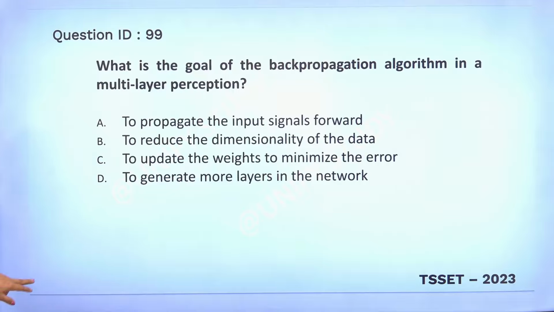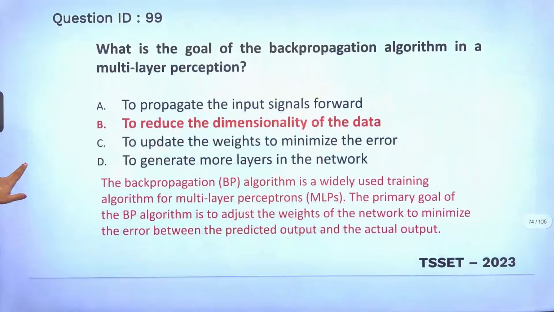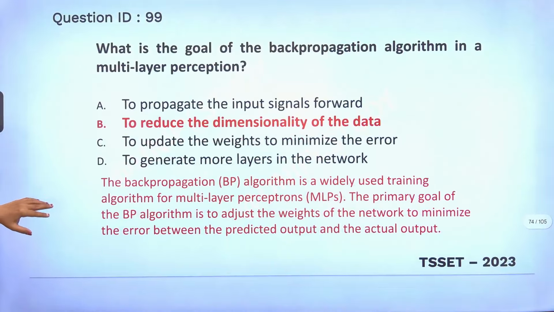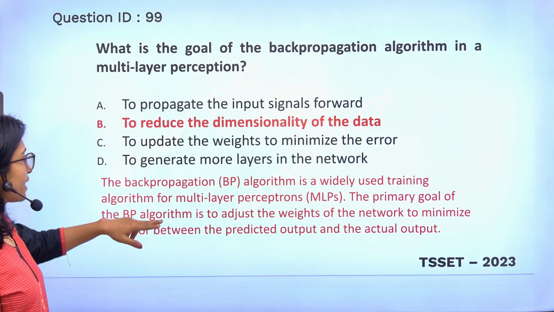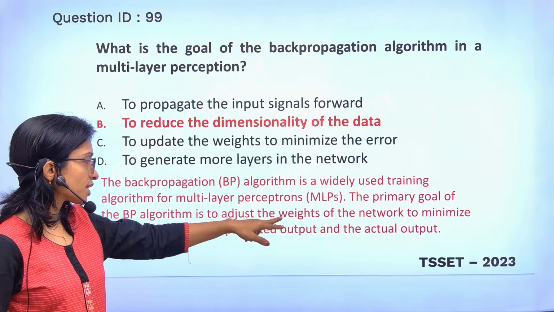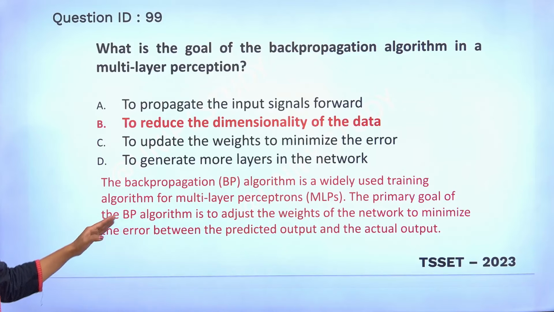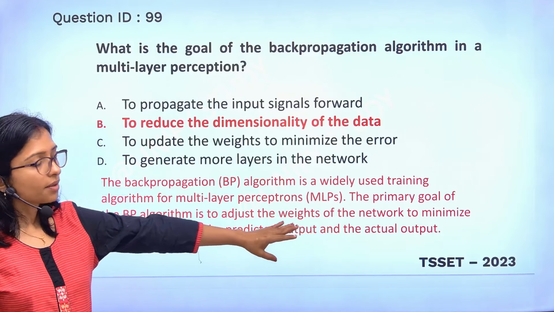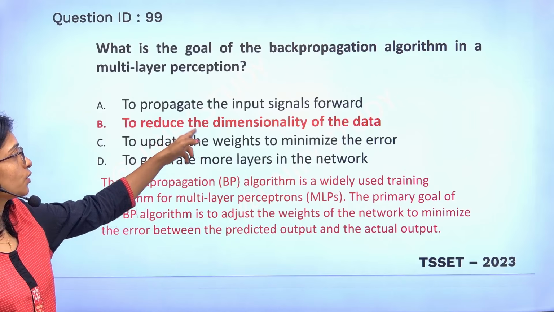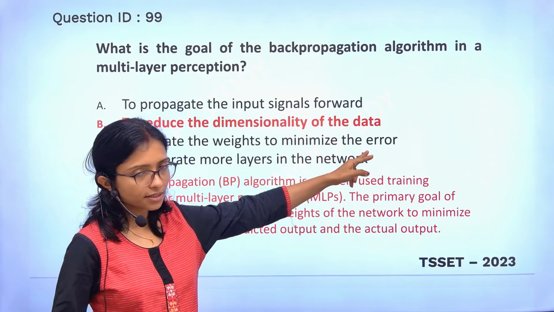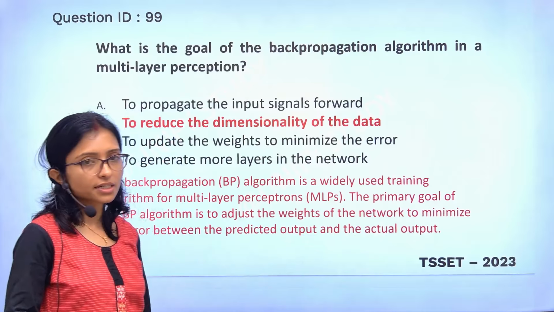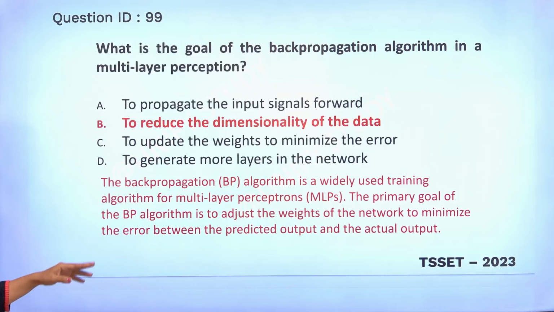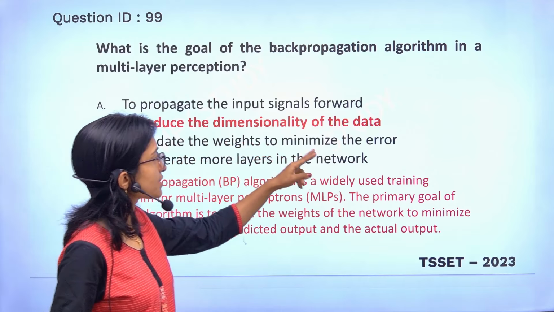So it is reducing the dimensionality of the data. Backpropagation means you are correcting the error. Through that primary goal, the BP algorithm adjusts the weights in the network and minimizes the error between the predicted output and the actual output. Minimizing that error means reducing the dimensionality of the data, predicted and expected output, right? To update the weight to minimize the error.